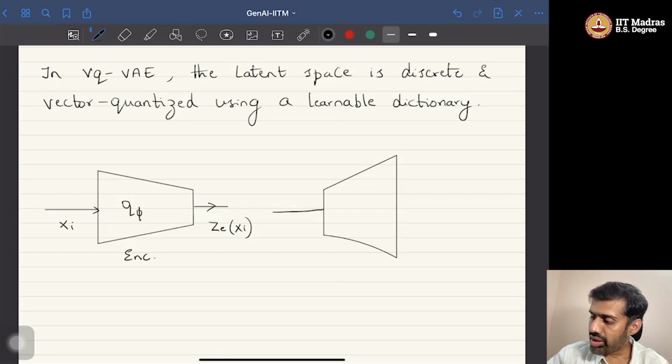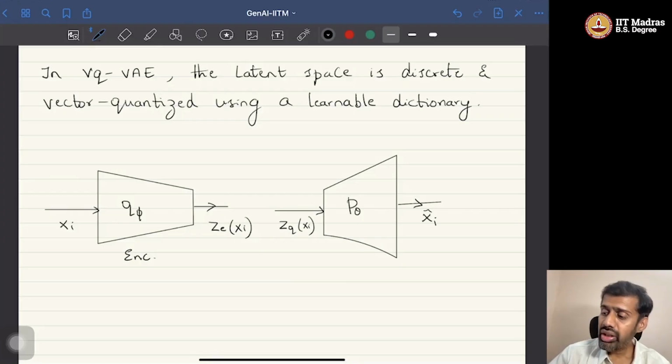Now we have the decoder network, which takes the vector quantized version of ze. I'll tell you what that means. Let's call this p theta, and it gives back x cap of i, which is the reconstructed data point. This is the decoder.